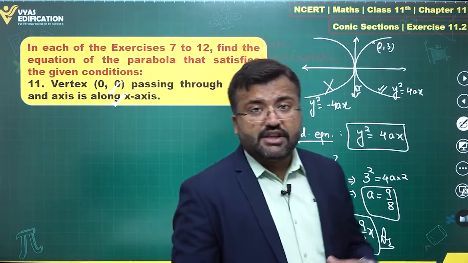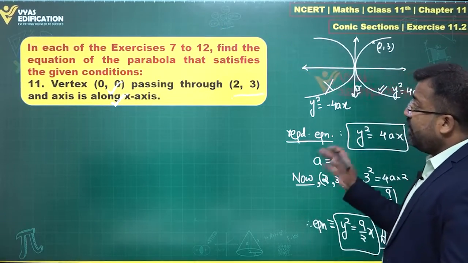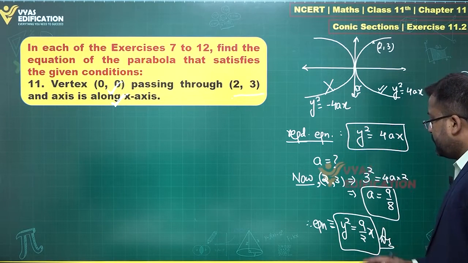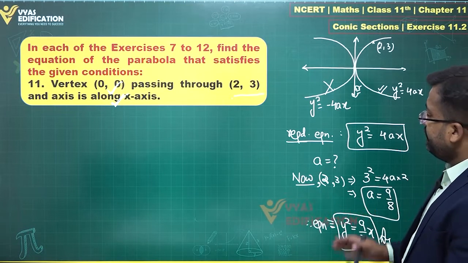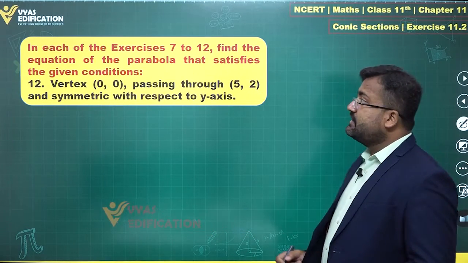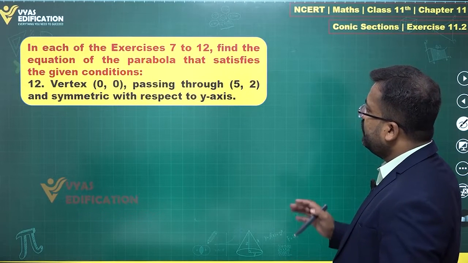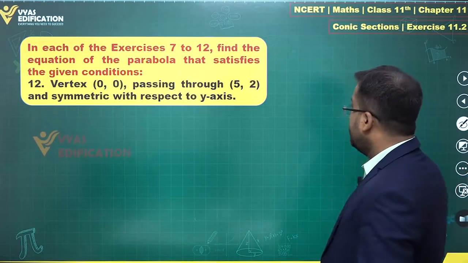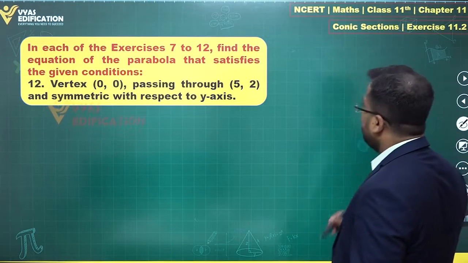Vertex is at (0, 0) and axis is along the x-axis, mind you, passing through the point (2, 3). This is the required equation. That's the parabola that is required, right? That's the final answer for this question, as you can see over here. The 12th question says that the vertex is at (0, 0) and it passes through the point (5, 2), symmetric with respect to the y-axis, okay? So, what will this parabola look like?